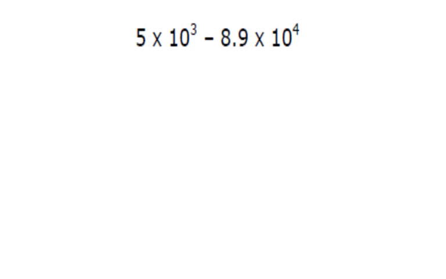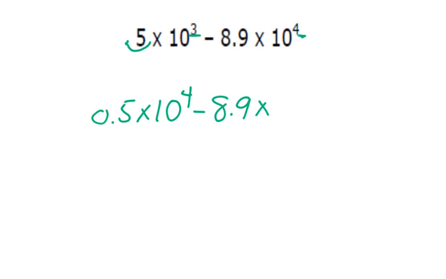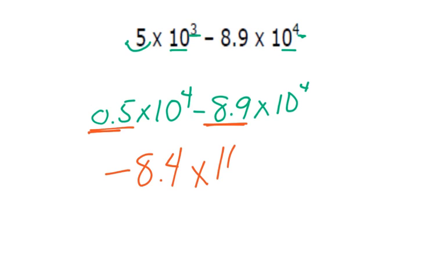All right, we're going to convert them both to the same power of 10. 4 is the highest power of 10, so we're going to convert this to 4, okay? It's one more positive, so we're going to swoop once, which makes this number 0.5 times 10 to the 4th power minus 8.9 times 10 to the 4th power. Now that they have a common power of 10, I can subtract them. Okay, so 0.5 minus 8.9 is negative 8.4 times 10 to the 4th power.